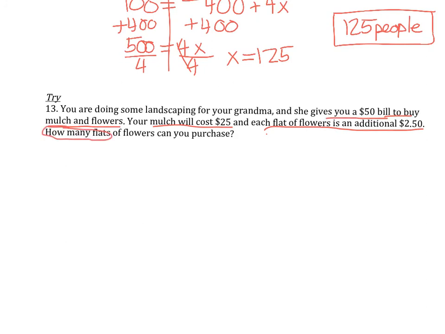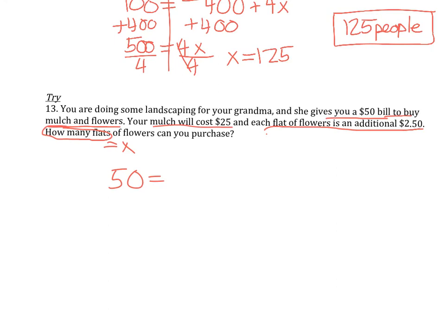Sorry, I think I paused in the middle of that sentence, so I'll just repeat it here. So then we have the flat of flowers is $2.50, and then it asks me how many flats. So that's my question that's going to become my X. Okay. So how much can I purchase? Well, I know that I have $50 in my pocket, so that's my total, right? If I ever have a total, it's always going to end up being total equals everything else. So $50 in my pocket. And what do I have to buy with that $50?